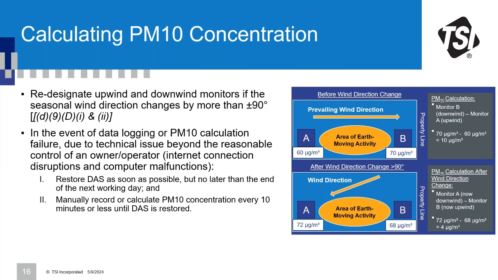So in the event of data logging or PM10 calculation failure due to technical issue beyond the reasonable control of the owner operator, this is internet connection or disruption, computer malfunction, the new amendment allows you to restore as soon as possible, or manually record the data and be able to go about and collect data until your connection is restored. So a couple of different components there.